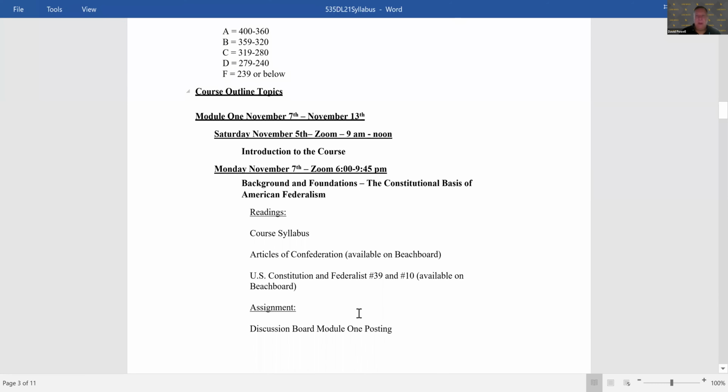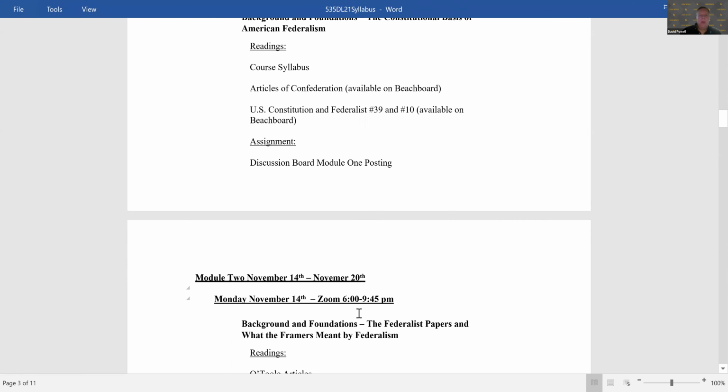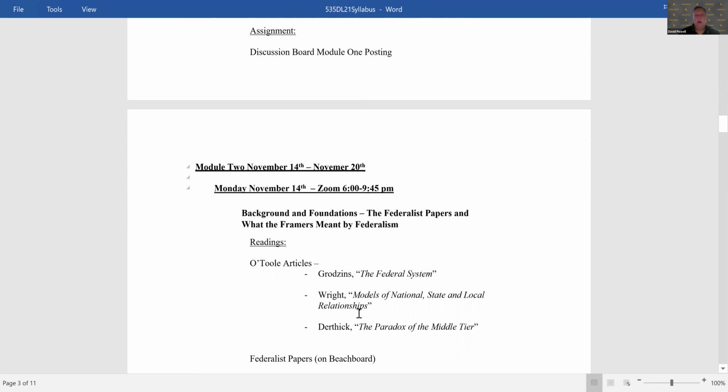Your first posting is, again, your expectations post, and so your expectations of what you hope to get out of the course. Then on module 2, on the 14th, we'll continue our discussion of background and foundations, and we'll really get into those Federalist Papers. The ones we'll focus on are Federalist Papers 39 and Federalist Paper 10.